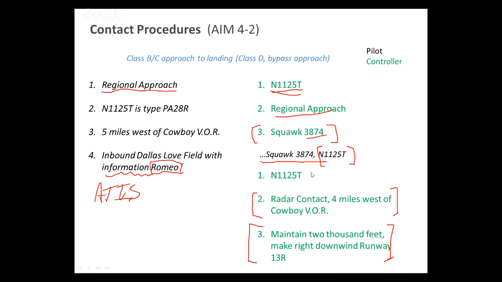Okay? So you can see how breaking it up into these 4 general areas, when you're contacting the controlling facility, is extremely helpful. Who am I contacting? Identify myself. Where am I at? And what do I want to do? Let's walk through a couple more examples.